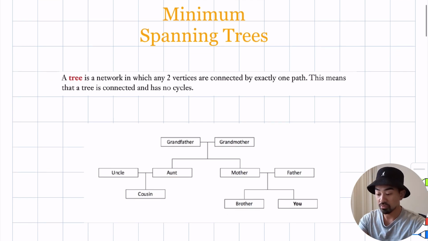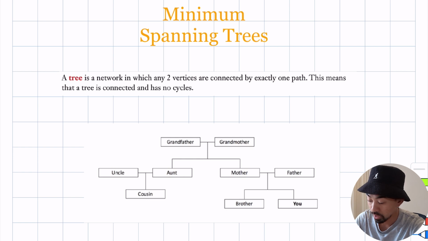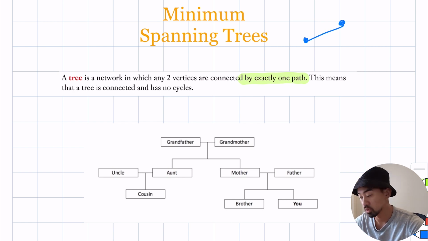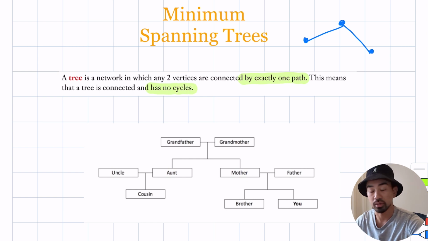And you'll see above here there's a technical definition. So a tree is a network in which any two vertices are connected by exactly one path. Okay, so as long as you have two dots and there's one connection between them, you've got yourself a tree. So if I add another dot here, make another connection, that's a tree. Now the second part of this sentence says that a tree is connected and has no cycles. So that's very important. A tree has no cycles.